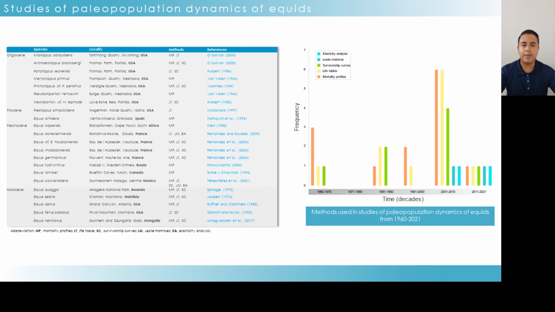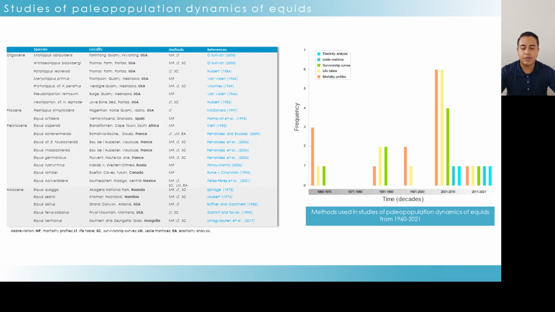The studies about population dynamics of extinct equids are relatively scarce. Columns 1 and 2 of the table show studies of some populations from the Oligocene to the late Pleistocene. The studies of populations from the Holocene were of extant populations made by ecologists.